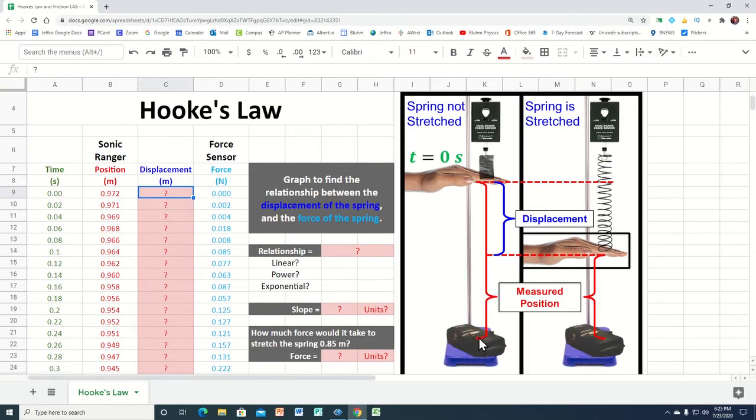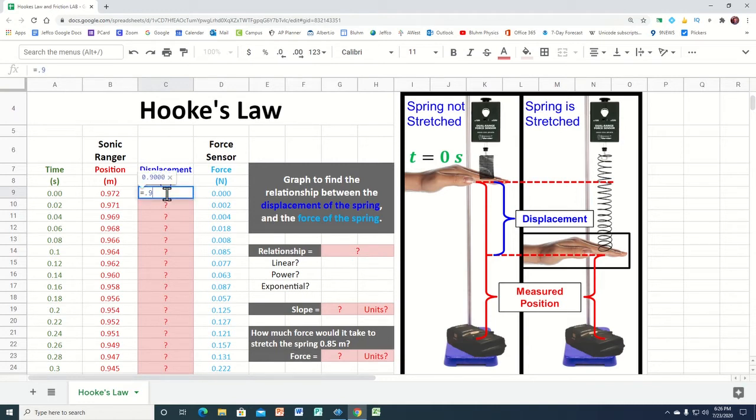Now the sonic ranger here is only measuring how far my hand is from the sonic ranger. It's not measuring directly how far we have stretched the spring or displaced the spring. So if we know what it initially was, and it was 0.972 meters away initially, and then every second it's getting to be different measurements because my hand is getting closer, we can find out how far we displaced the spring just by taking our initial length minus every subsequent length, and the difference is how far it was displaced. So that's what I'm going to do here.